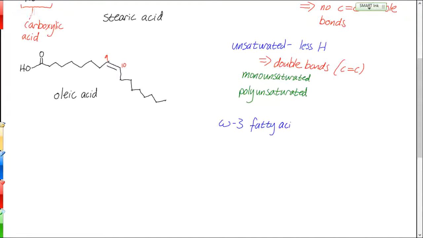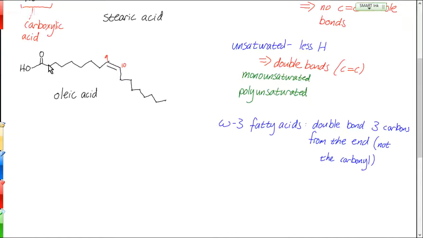So just to put that term here. These are polyunsaturated fatty acids that have a double bond three carbons from the end. The end being not the carbonyl, so the other end. So here's the carbonyl on one end, there's the other end, and that's the omega end.